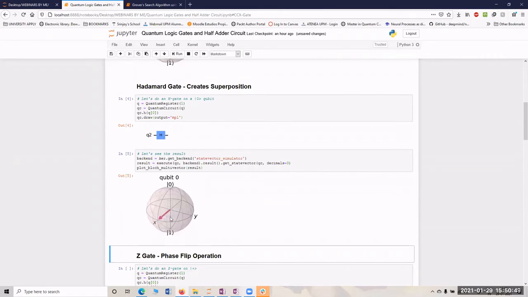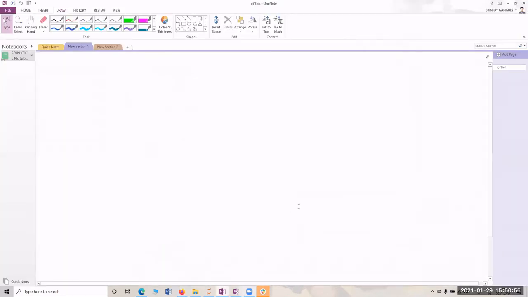So you can see this is essentially the state 0 plus 1 divided by root 2. So if you apply Hadamard to 0, then you will get that state, which is 0, which I showed you in the superposition slide, that same state divided by root 2.